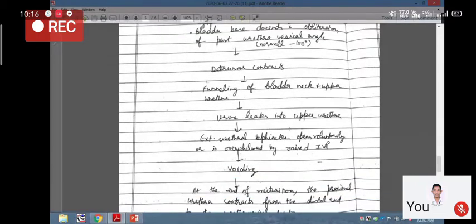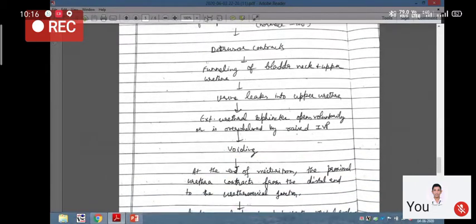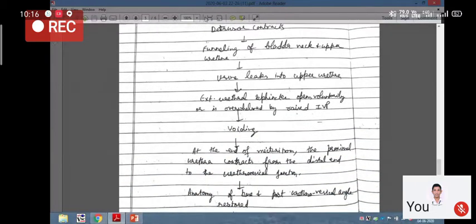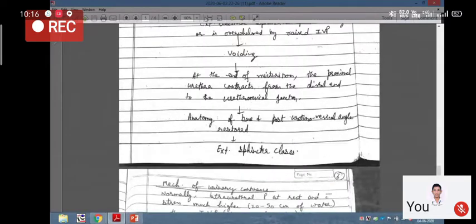So the patient will void, and at the end of maturation, the proximal urethra contracts from the distal end to the urethrovesical junction. And then the anatomy of the bladder base and the posterior urethrovesical angle is restored, and the external sphincter closes.